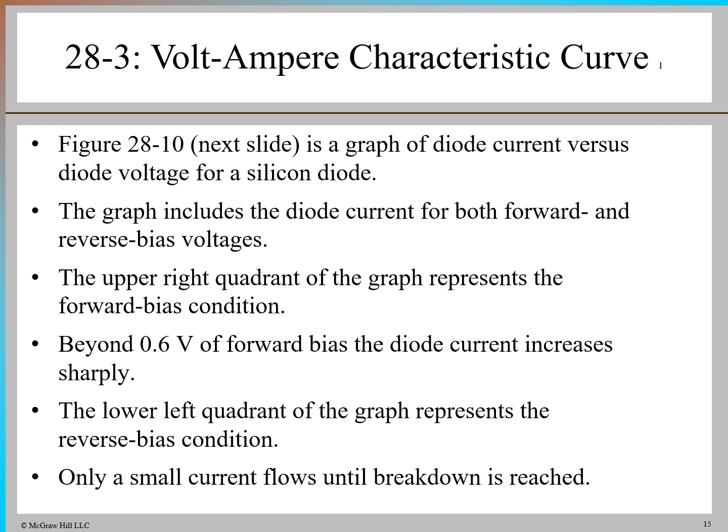Figure 2810 on the next slide is a graph of diode current versus diode voltage for a silicon diode. The graph includes the diode current for both forward and reverse bias voltages. The upper right quadrant of the graph represents the forward bias condition. The lower left quadrant of the graph represents the reverse bias condition.